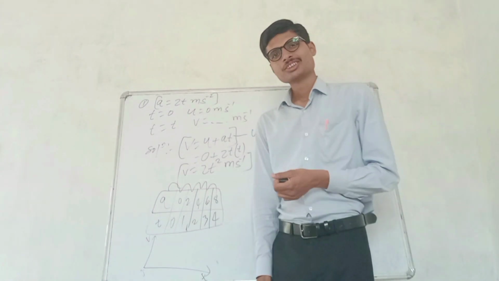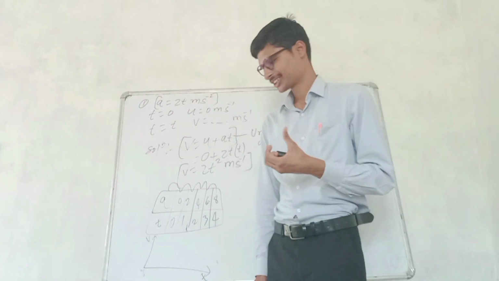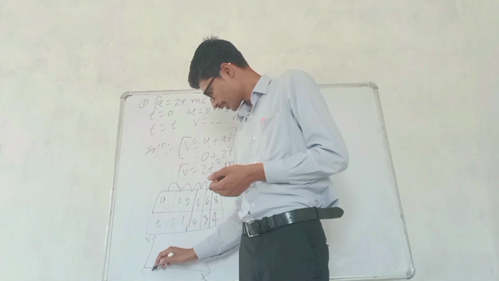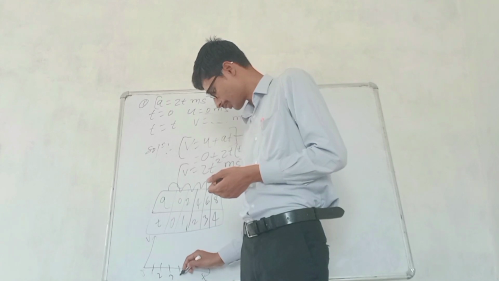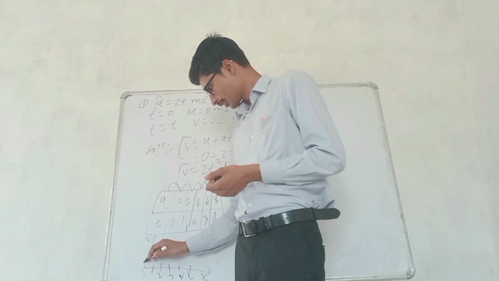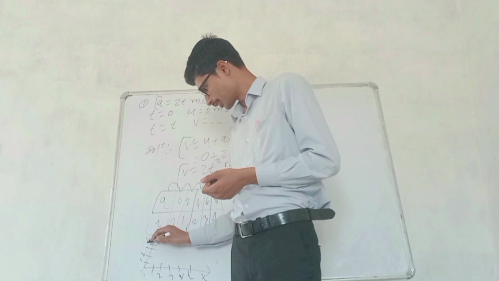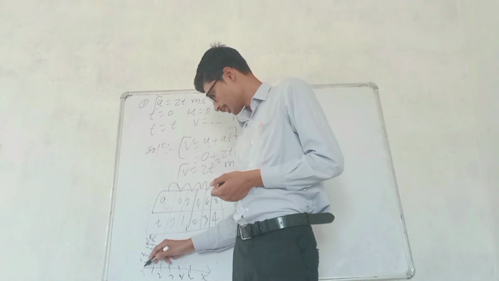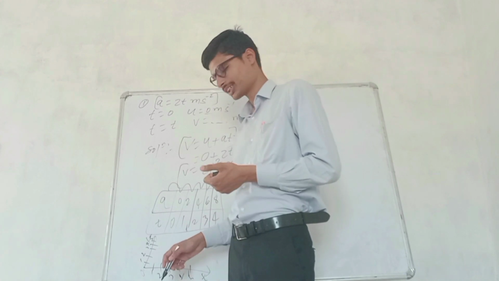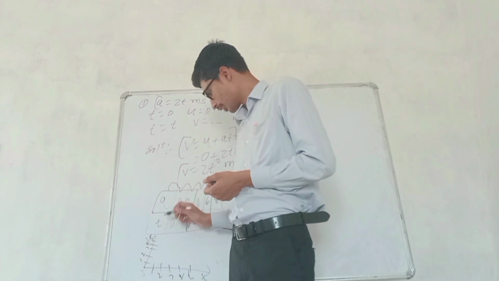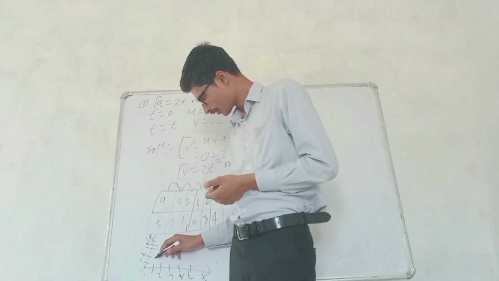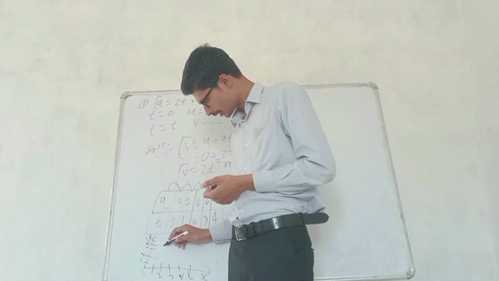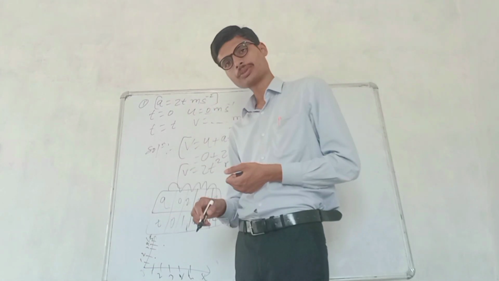At time equal to 0, the particle is at rest. On the axis, this is 1, this is 2 seconds, this is 3, this is 4, and this is 5. At time equal to 0, the initial position of the particle is at rest. At time equal to 1 second, the acceleration is over here. At time equal to 2 seconds, the acceleration is over here. The position of that particle is over here.